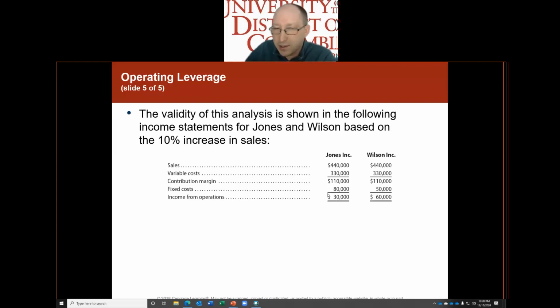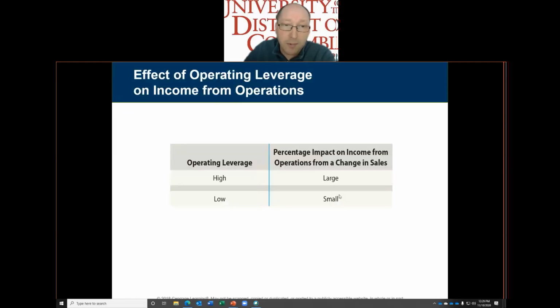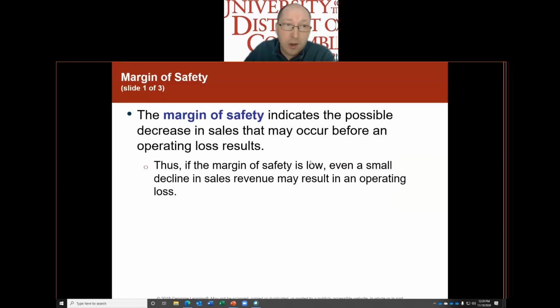Again, it's not something that we're going to be doing much of, so that's why I'm going through it a little quicker. Comparing the two companies side by side also tells us the percent changes. When it comes to operating leverage, you can compare it based off the changes in percentages.